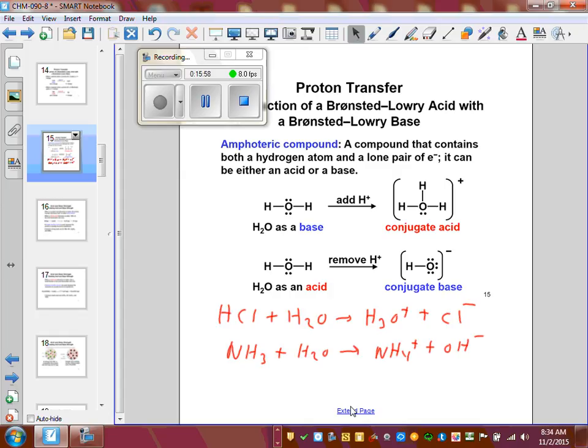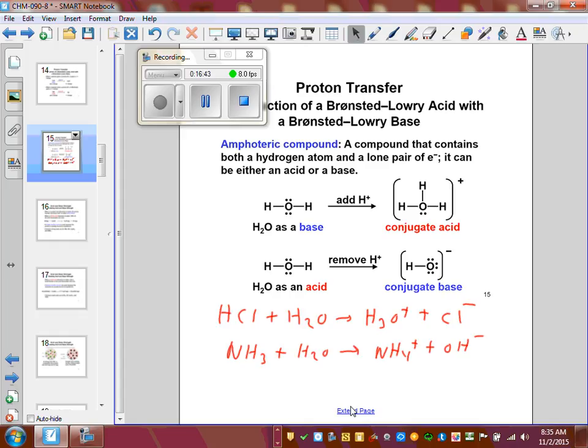On the right side of the top equation, which one is the conjugate acid? It's H3O plus. Which one's the conjugate base? It's got to be Cl minus. The bottom one, which one's the conjugate base? H2O, OH minus. Which one's the conjugate acid? NH4 plus. If I'm talking about conjugates, I'm talking about the right side of the equation.